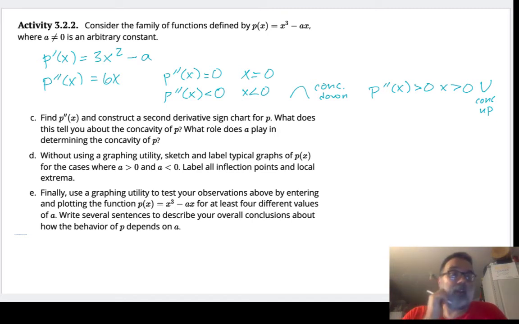What does it tell me about the concavity? I already thought about that. What role does a play in determining the concavity of p? It doesn't play any role. There's no a in the second derivative. So regardless of what a is, it doesn't make an effect.